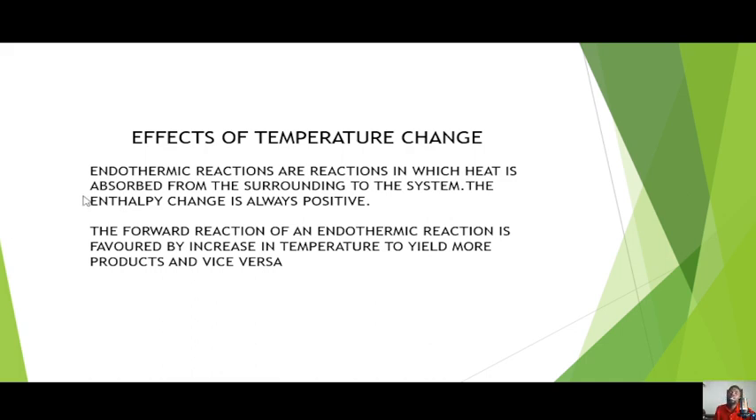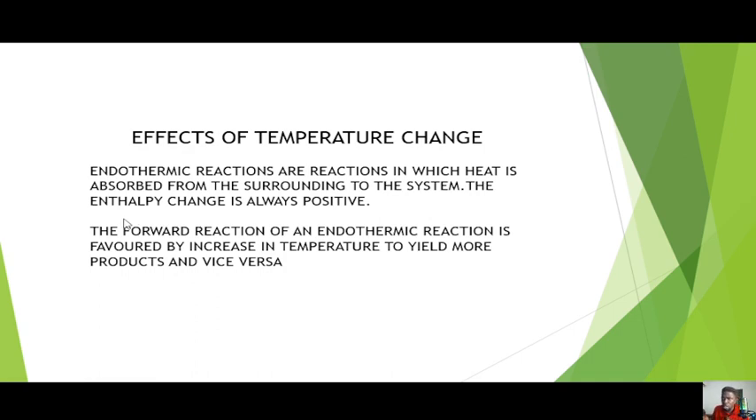Now, the endothermic process is basically the reverse of whatever you heard in the exo, which means that endothermic reactions are reactions in which heat is absorbed from the surrounding to the system, and the enthalpy has to be positive. Remember, if it's positive, it means that it is going to be favored forward by an increase in temperature. I said just follow the signs. That's the trick I use.